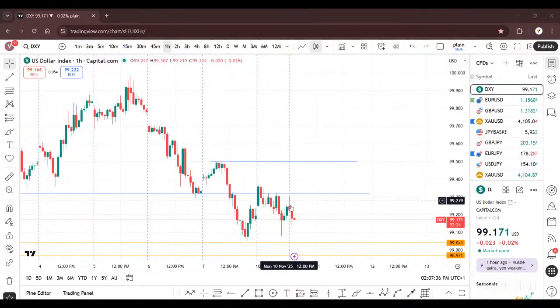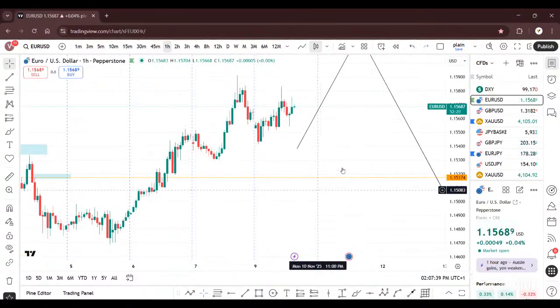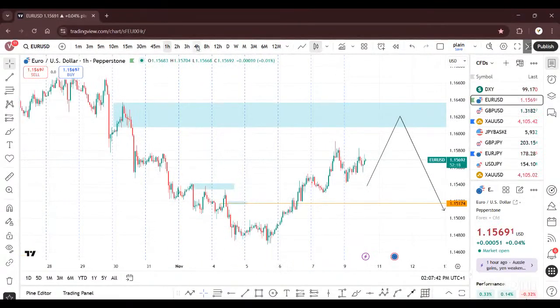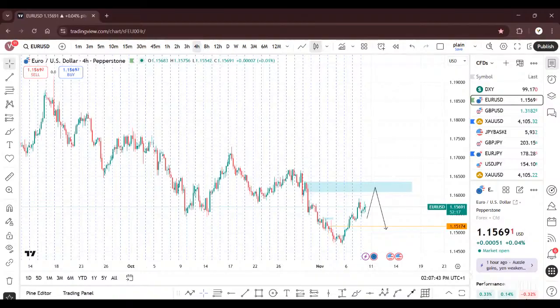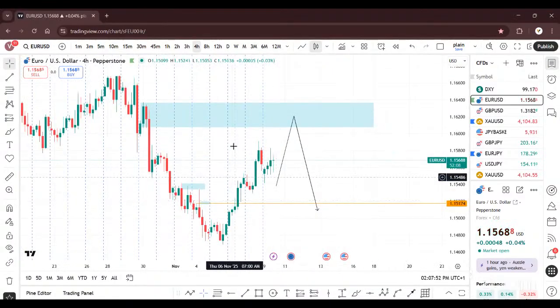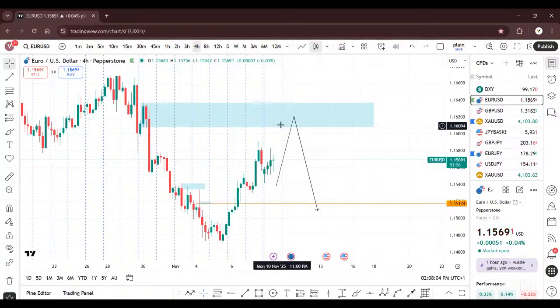Now, expecting the dollar index to trade to the downside would mean we're expecting Euro USD to trade higher. If you look at Euro USD, this is the daily fair value gap right there, the daily 4-hour order block. We want to see the Euro USD trade into this 4-hour order block before selling to the downside. So once that plays out, we'll be taking the trade in that direction. So for Euro USD, we want to see price trade into the daily 4-hour order block.